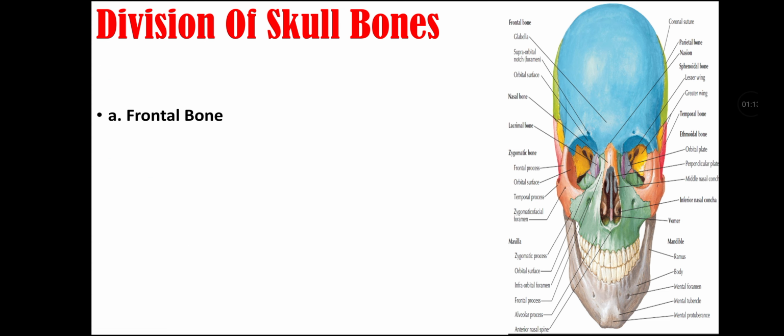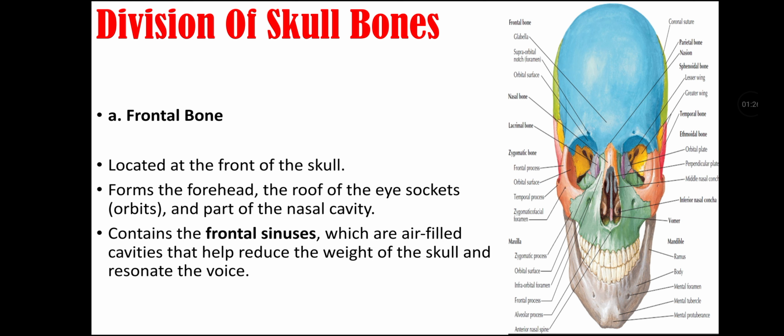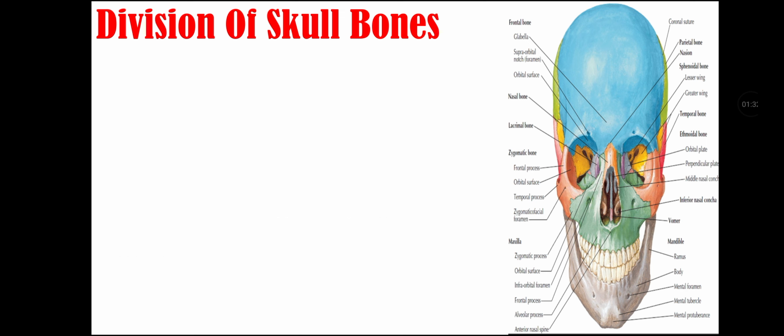So the first cranial bone we have is the frontal bone. It is located at the front of the skull as you can see in the diagram. It forms the forehead, the roof of the eye sockets and parts of the nasal cavity. It contains the frontal sinuses, which are air-filled cavities that help reduce the weight of the skull and resonate the voice.